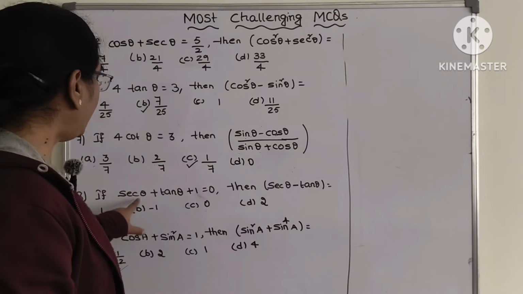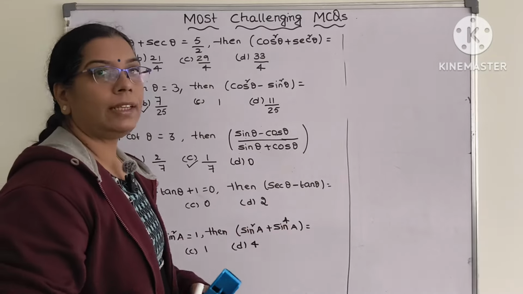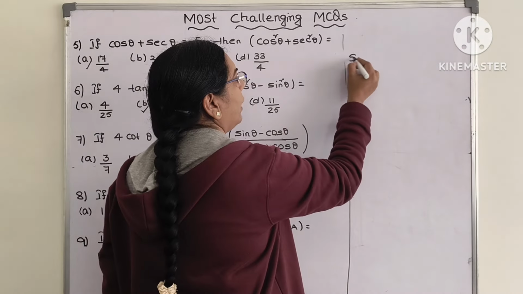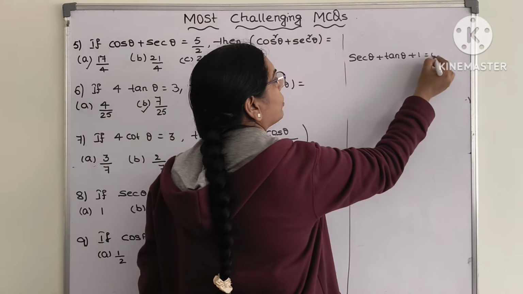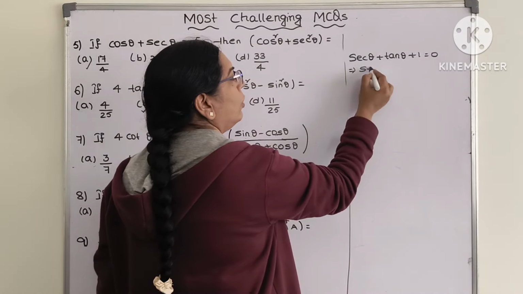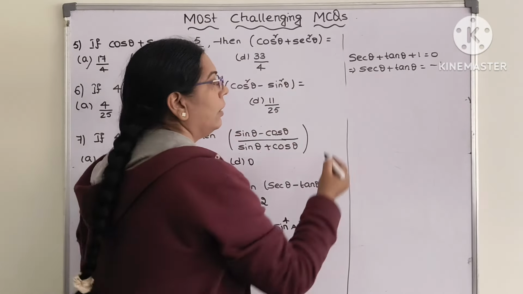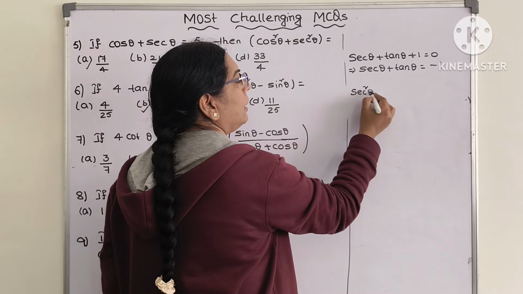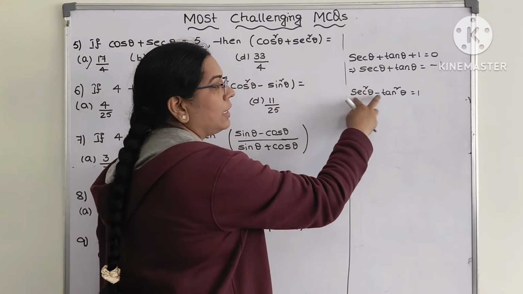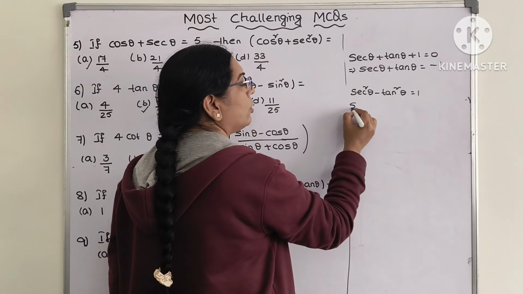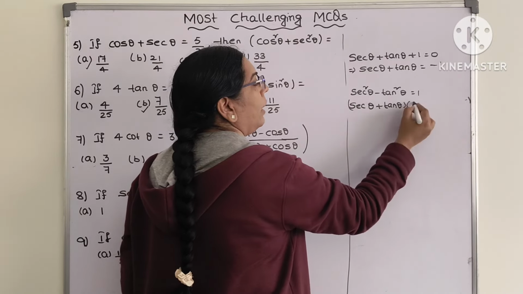The next one. If secant theta plus tan theta plus 1 is equal to 0, we have to find the value of secant theta minus tan theta. So let us take what they have given. Secant theta plus tan theta plus 1 is equal to 0. Take 1 to the other side. So we know secant theta plus tan theta value, we get it as minus 1. Now we know the identity. Secant square theta minus tan square theta, what is it? It is 1. Now this identity LHS is of the form a square minus b square. So I will simplify it in the form of a plus b into a minus b.